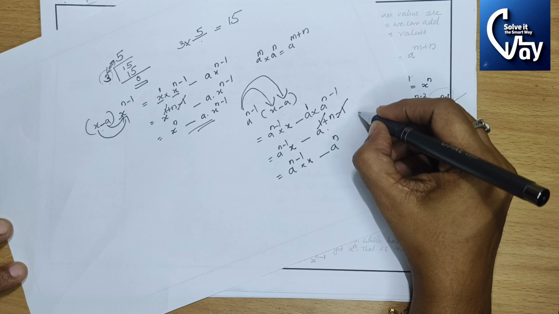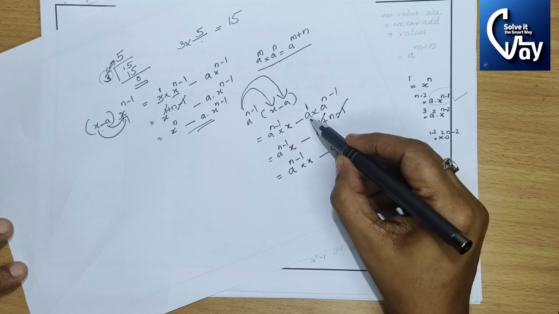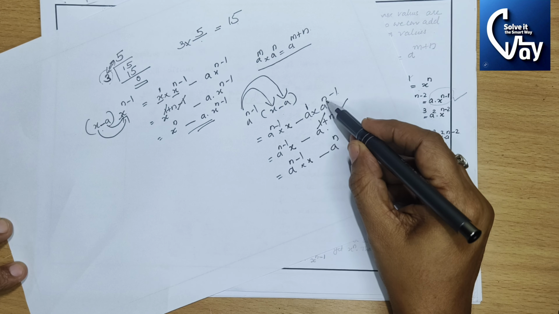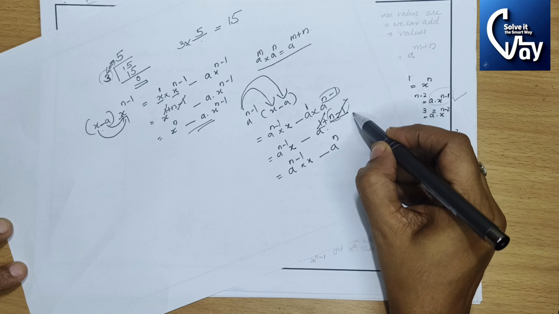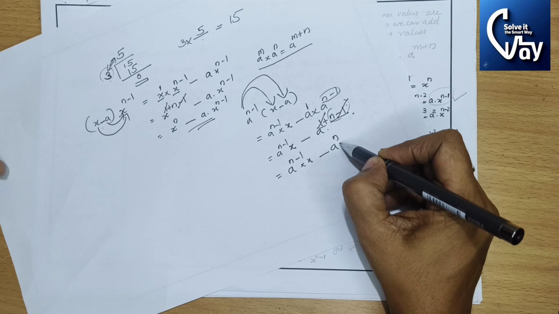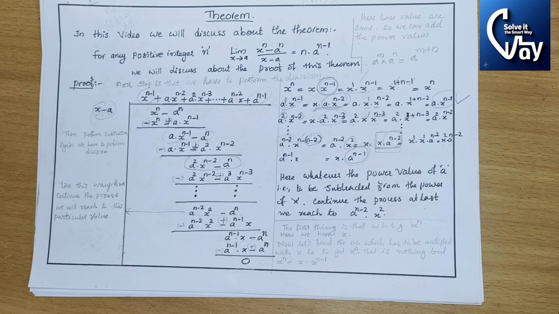This is in the form of a raised to m into a raised to n equals a raised to m plus n. Here a raised to 1 into a raised to n minus 1. Here m is 1 and n is n minus 1. So m plus n gives 1 plus n minus 1. 1 and minus 1 get cancelled. So we got a raised to n. So a raised to n minus 1 into x minus a raised to n.